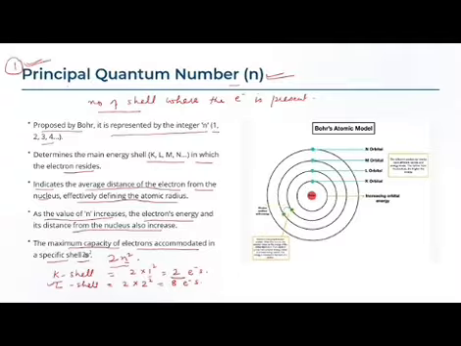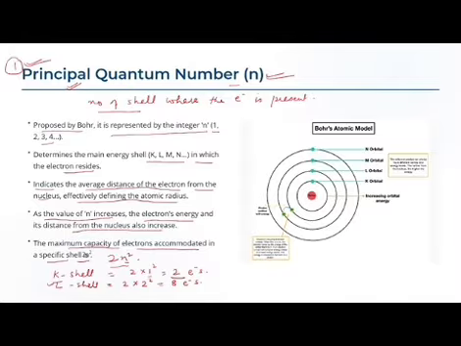So this is the principal quantum number which gives us certain information about the electron. First of all, it tells us in which shell the electron is present. Second, it tells us about the average distance of the electron from the nucleus. Third, it tells us about the electronic energy present in a particular shell. So these are the features of the principal quantum number which gives us information about the electron.